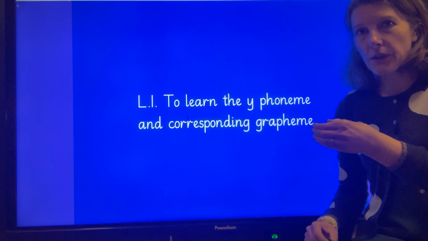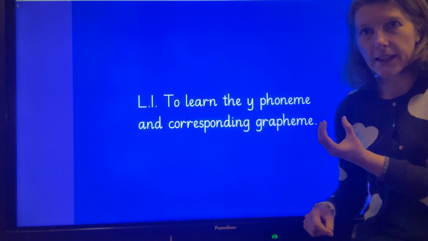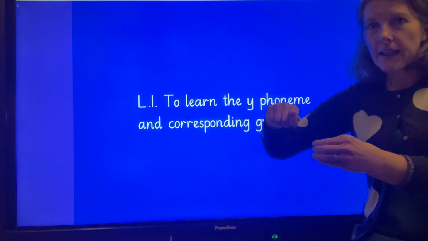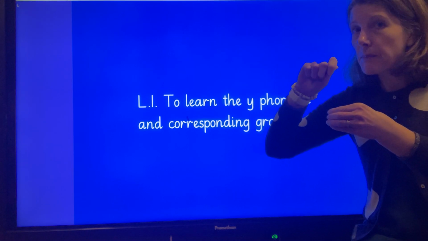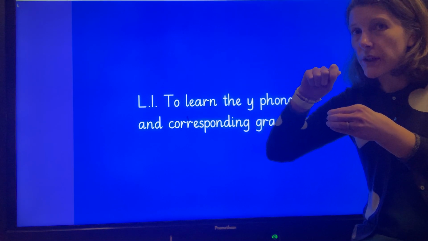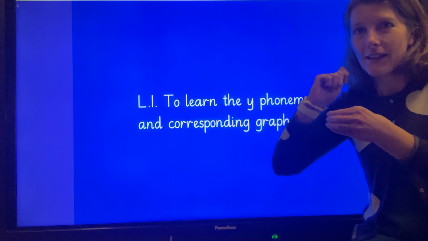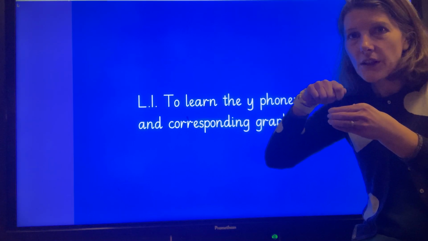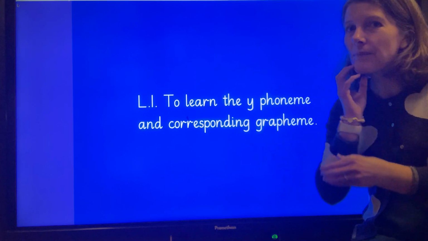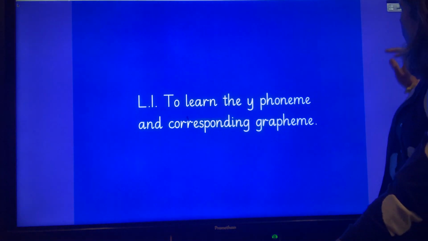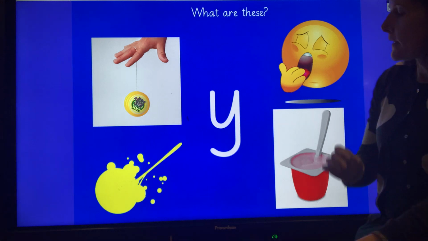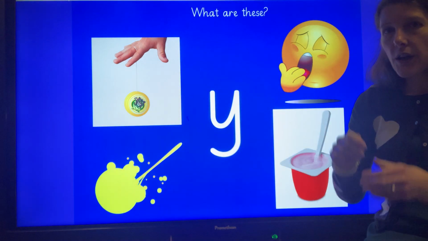And the way that we do the action for y is we hold one hand like it's a little pot of yogurt, and then we take our other hand with a spoon and pretend we are eating our yogurt and we say y, y, y. Can you do that? Y, y, y. Well done.